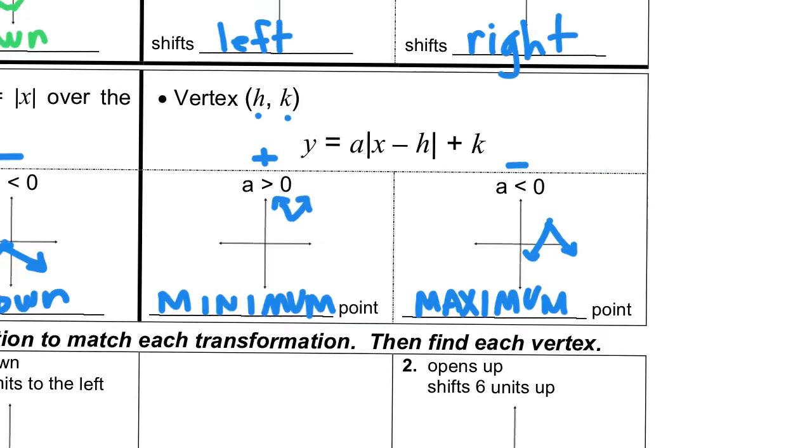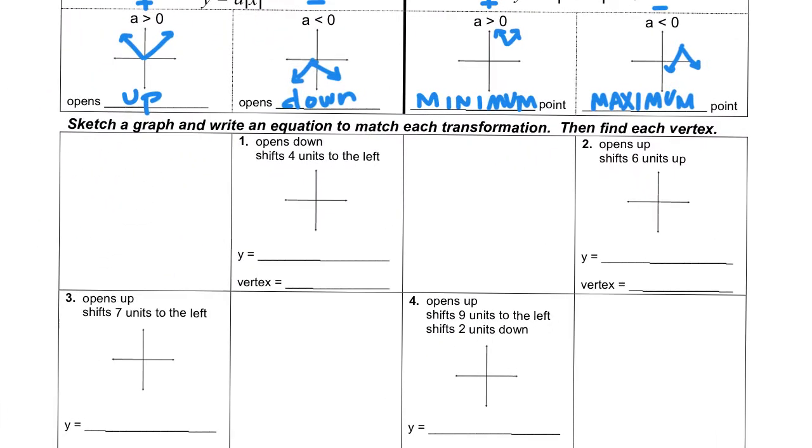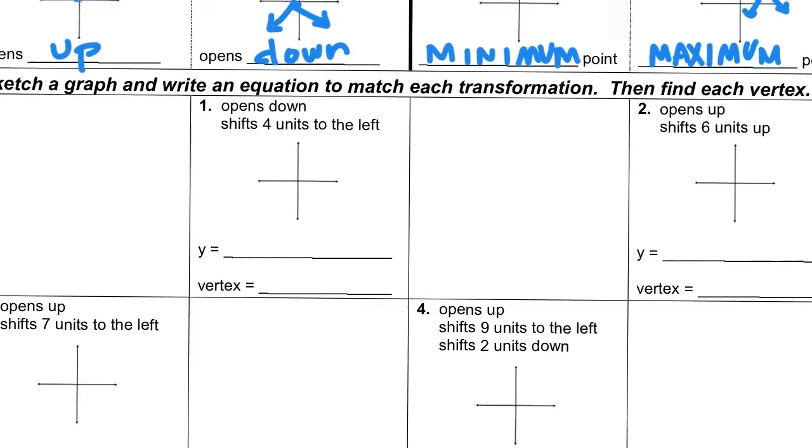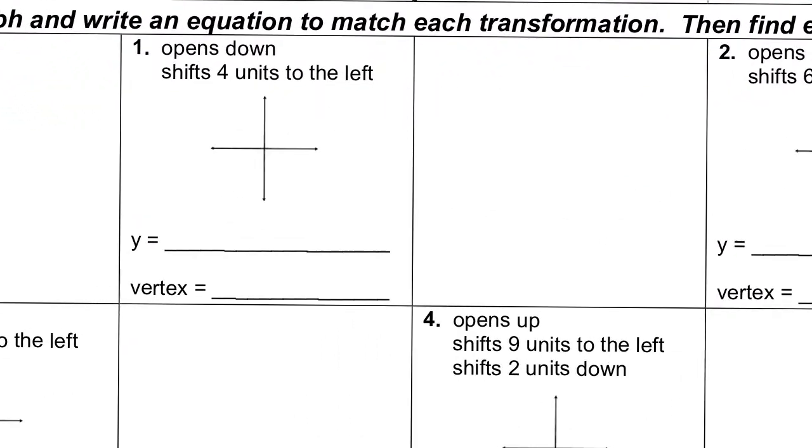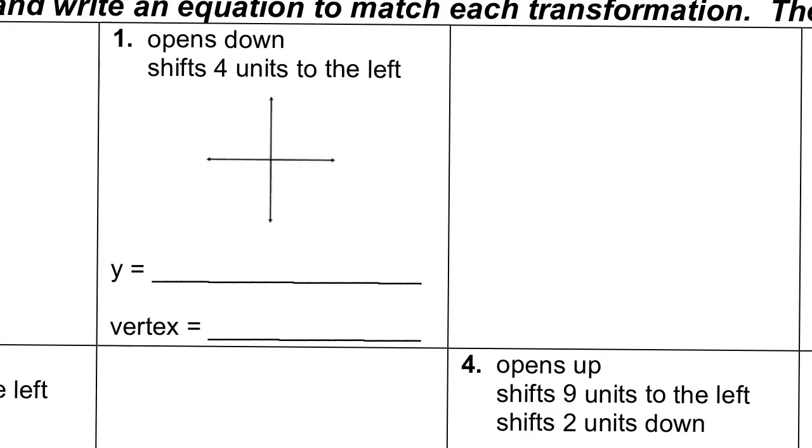Let's look at some examples. It says sketch the graph and write an equation to match each transformation, then find each vertex. For the first example, it opens down. I know that means my a is going to be negative, and then it shifts 4 to the left. Remember, if it is talking about moving to the left, that is the one on the inside of the absolute value bar. So we have our y equals, I know my a is going to be negative, and then it shifts to the left, which counterintuitively would be plus 4.